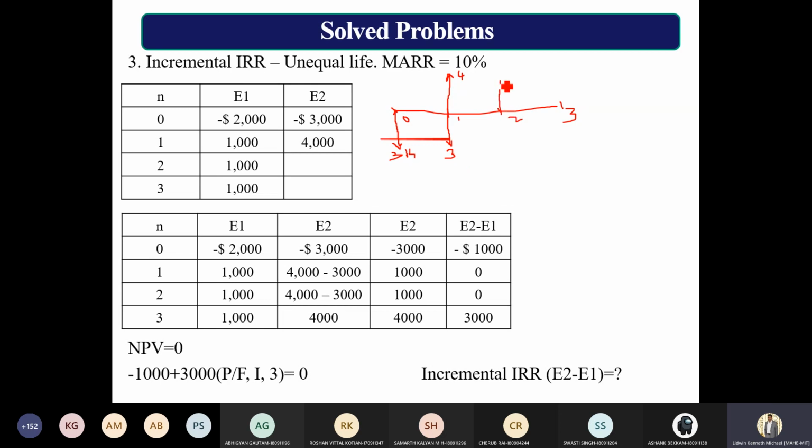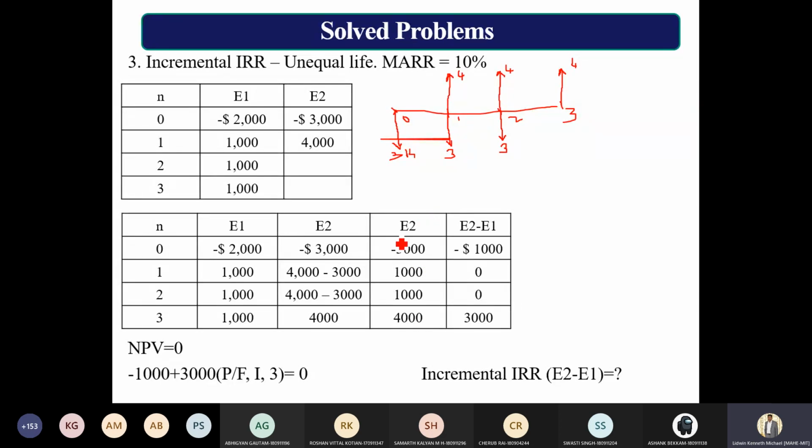Now the returns will be 4K, right? Again, there is investment happening of 3K at the end of second year. And your returns are 4. This is at the end of the year 3 actually. Now this will be your actual cash flows for E2. So minus 3,000 plus 1,000 plus 1,000 plus 4,000, right? Minus 3,000 plus 1,000 plus 1,000 plus 4,000.